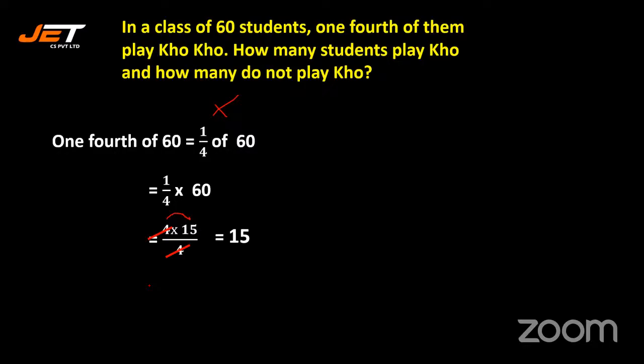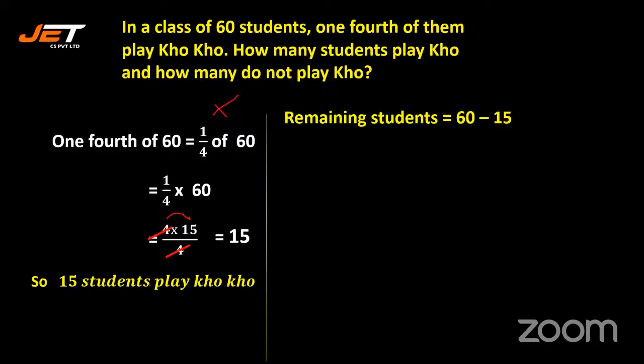And how many of them do not play Kho-Kho? From the total number of students, just subtract the ones who play. So total is 60, subtracting the ones who play, that is 15. 60 minus 15 is 45. 45 students do not play Kho-Kho.